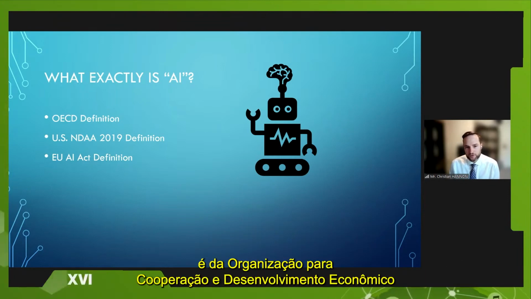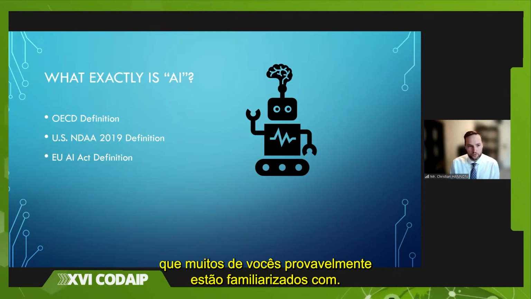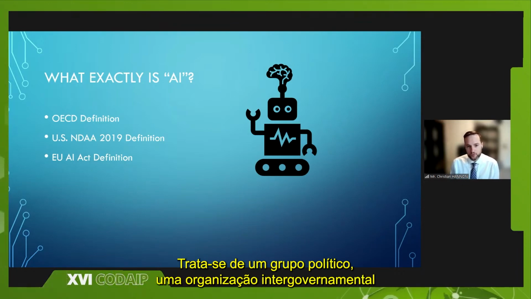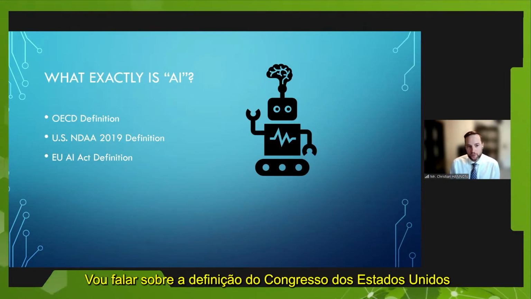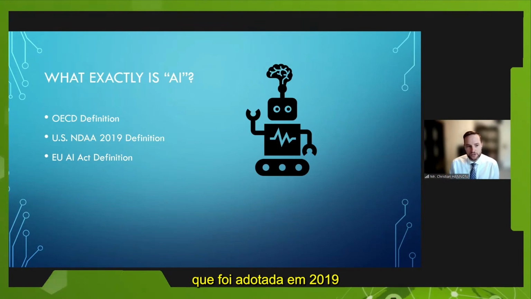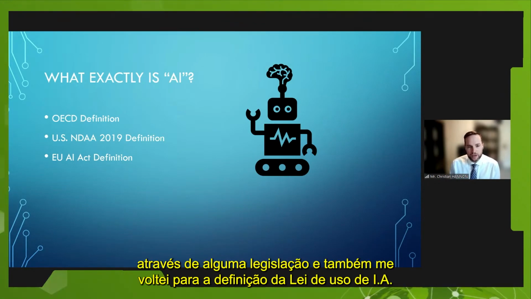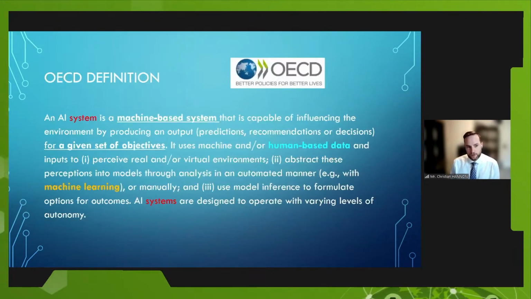The first of which is from the Organization for Economic Cooperation and Development, which many of you likely are familiar with, is a policy group and intergovernmental organization that drives policy issues for market-based economies. I'll talk about the US Congress's definition that was espoused back in 2019 through some legislation, and also turn to the EU's AI Act definition as well.